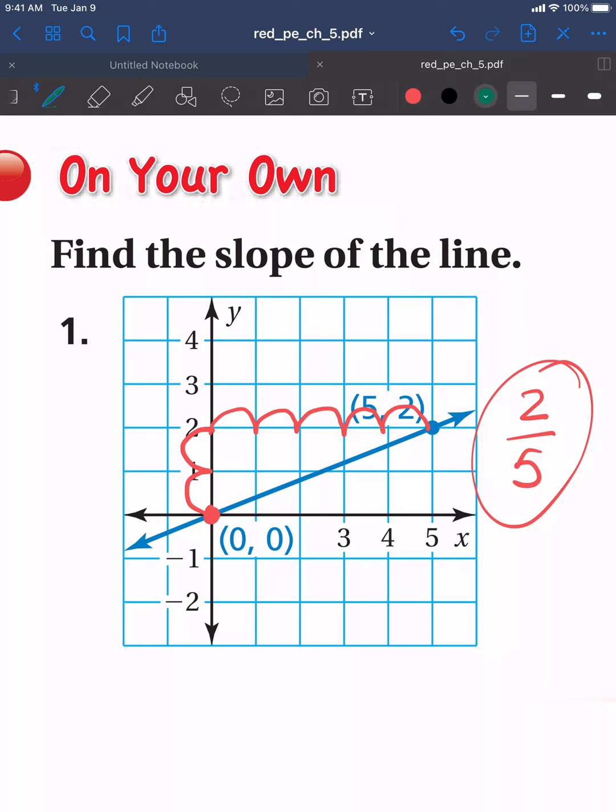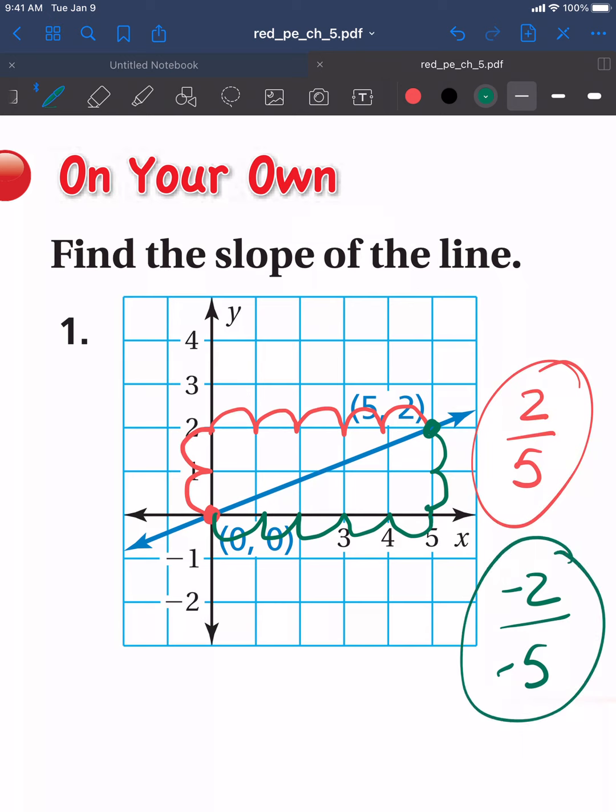Or, some of you guys are like, but I like to start at the top dot. That's okay. Now I'm just going to go down 2, so my slope would be negative 2. And I'm going to go backwards 1, 2, 3, 4, 5. Backwards 5. And like we just said, a negative over a negative is still a positive. So both of these slopes are perfect.